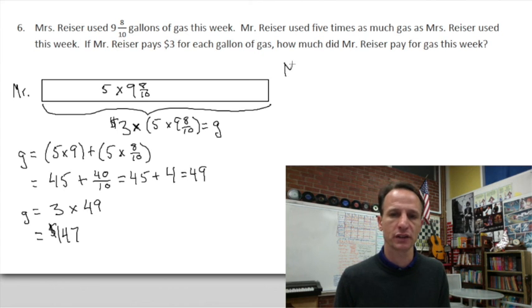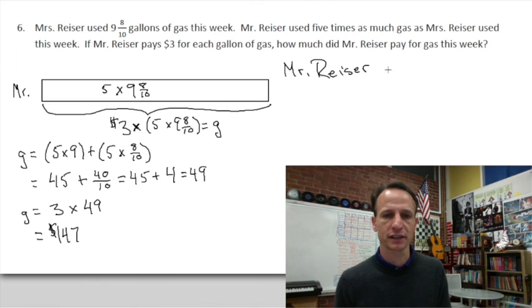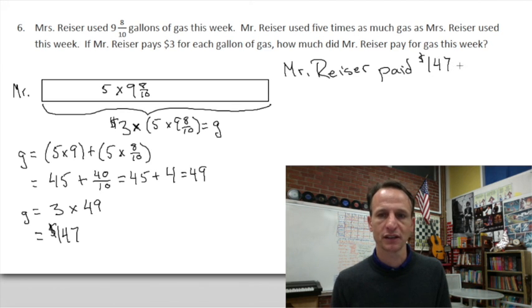So Mr. Riser, driving around all week like a crazy person, paid, golly, that's a lot to pay at the pump, I tell you, $147 for gas, and you could add this week if you want, but I don't think it's necessary for gas.